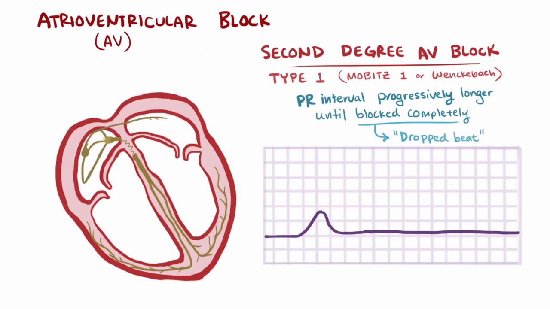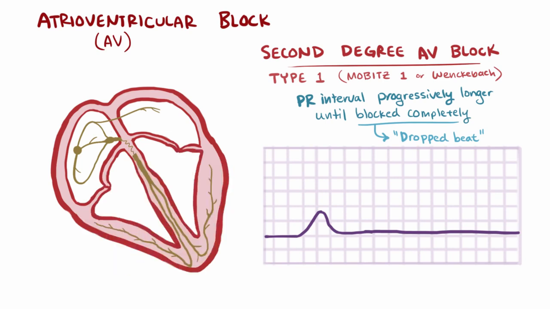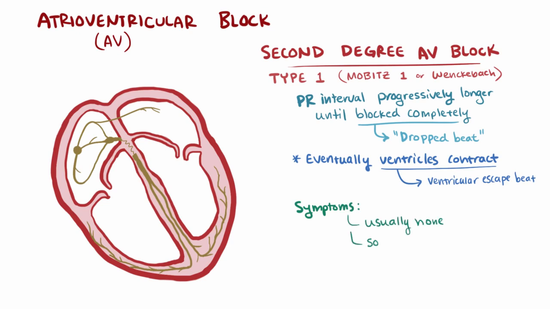When a signal doesn't make it to the ventricles from the atria, and if a long enough time passes by, let's say about 2 seconds, then the ventricle's pacemaker cells kick in, sort of as a fail-safe mechanism called a ventricular escape beat. Most people with this type don't have any symptoms, but occasionally people feel lightheadedness, dizziness, and syncope.